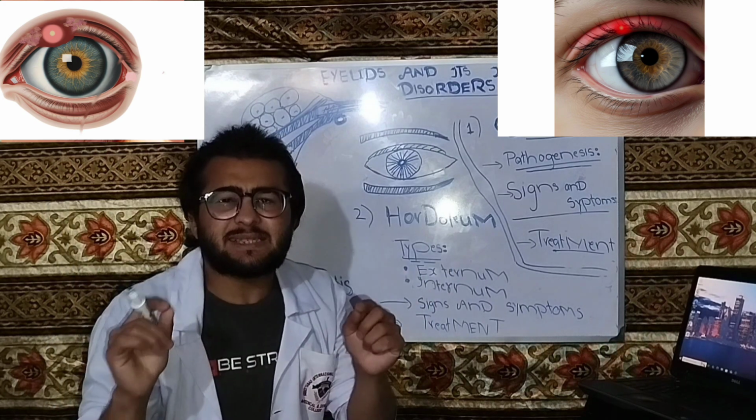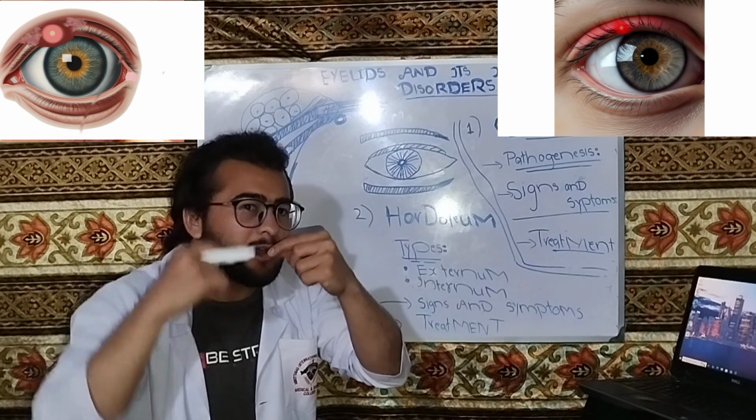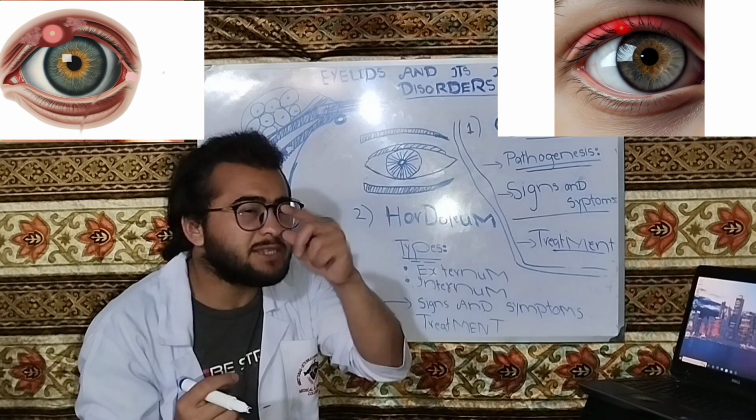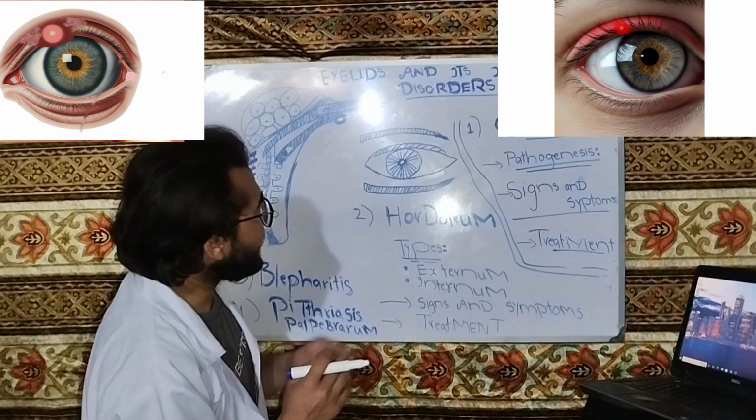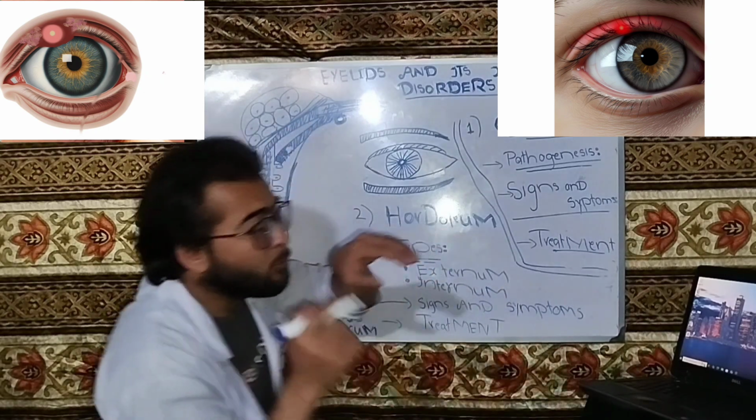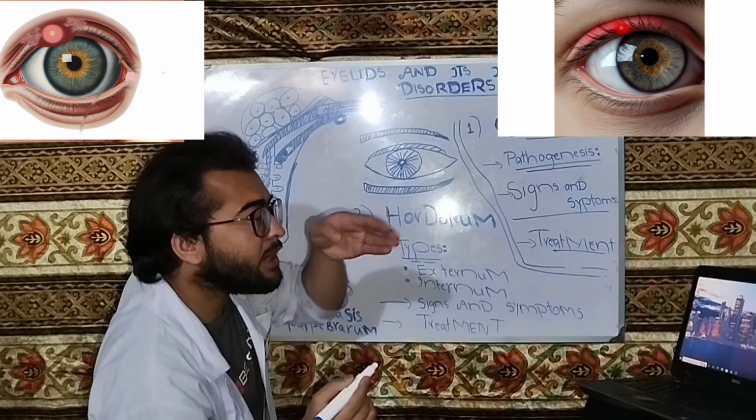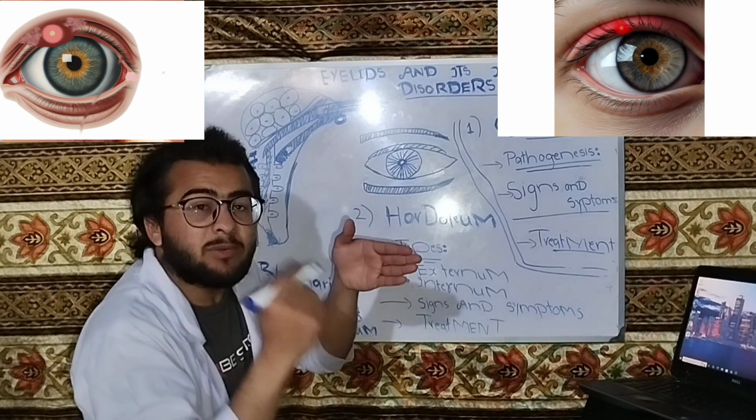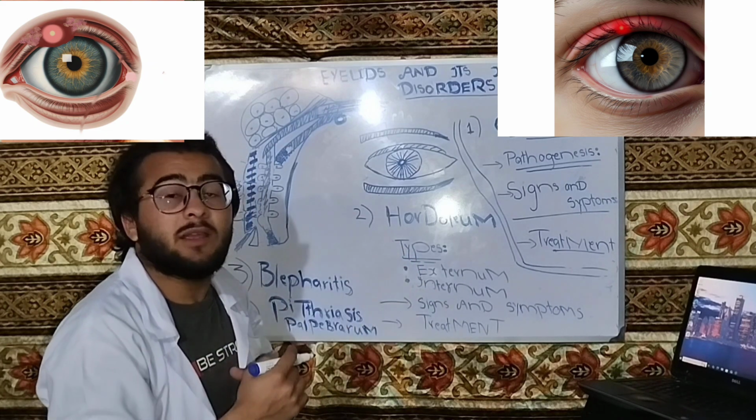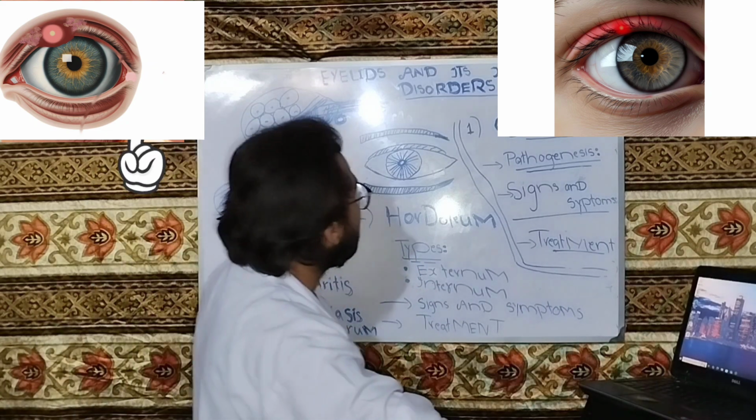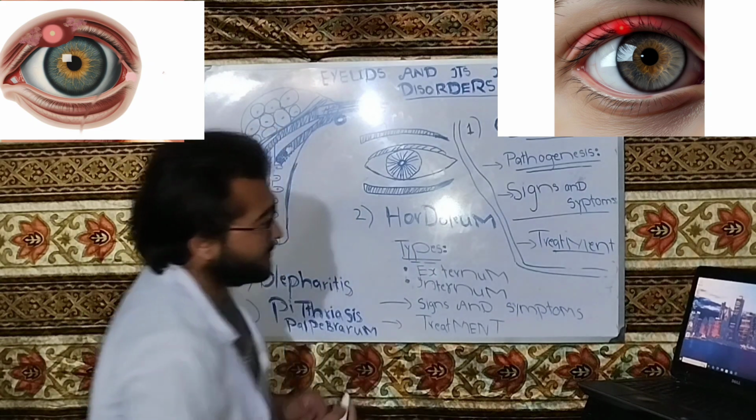It is a painless nodule on the upper eyelid or on the lower, but it is a painless nodule. It does not have any tenderness or pain. And if we evert the eyelid, the conjunctiva overlying the chalazion will be red or yellowish red. Okay. So these are the signs and symptoms.